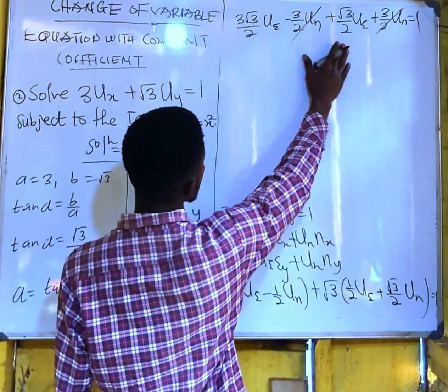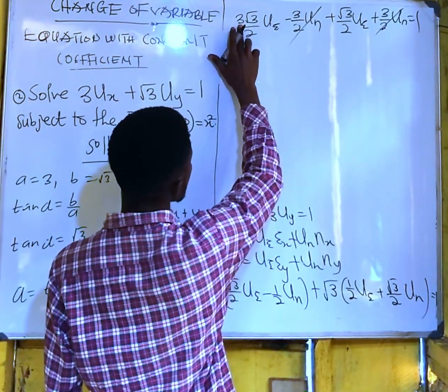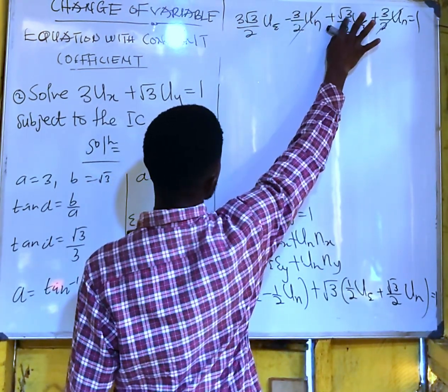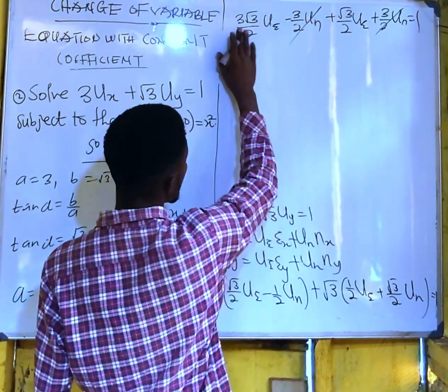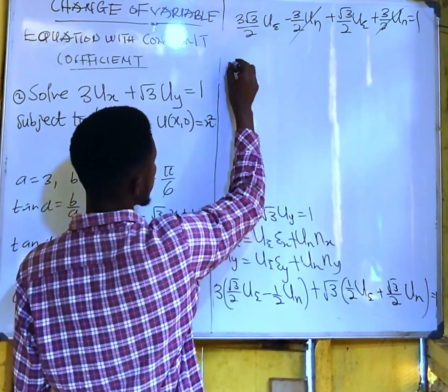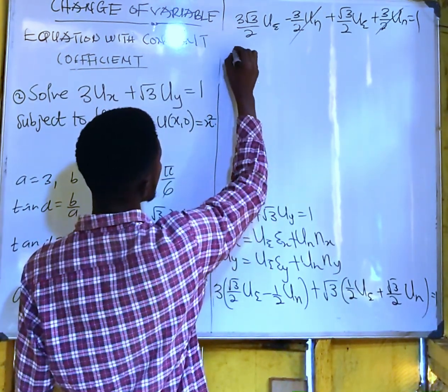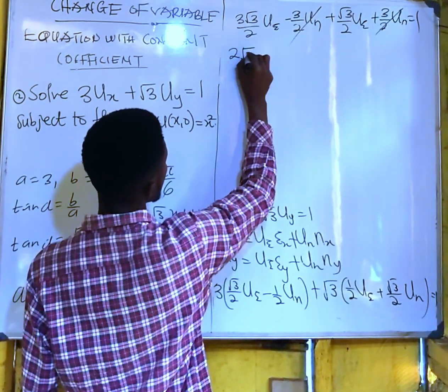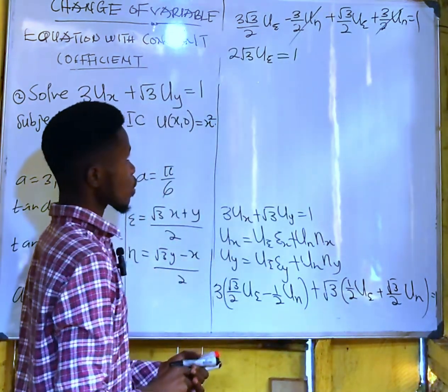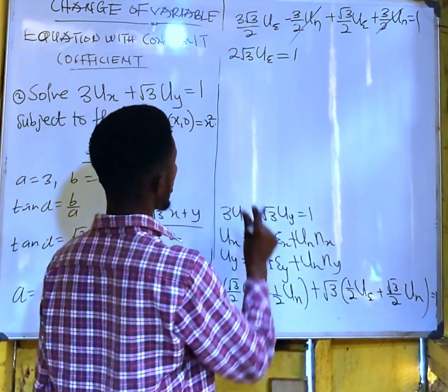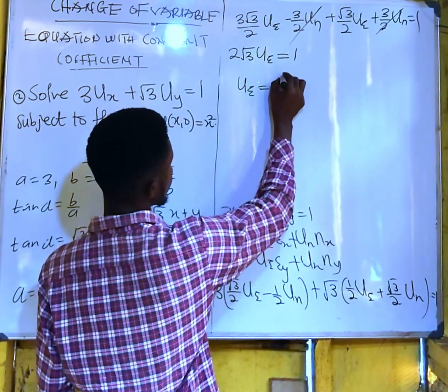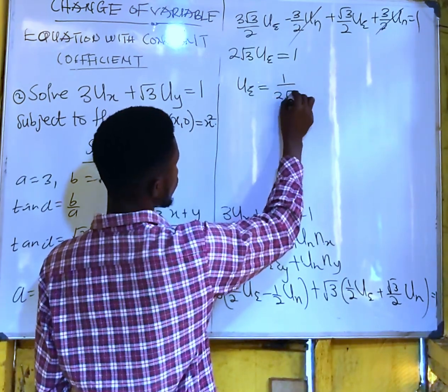Now let's add this one to this. You remember this is 3 root 3. This is root 3. So the radical signs are the same, so I can add it. That will give you 4 root 3 over 2. Is that okay? And 2 can go into 4 2 times. So at the end, I'm going to have 2 root 3 u xi equals 1. Is that okay? Now let's divide both sides by 2 root 3. So here is going to give me u xi equals 1 over 2 root 3.